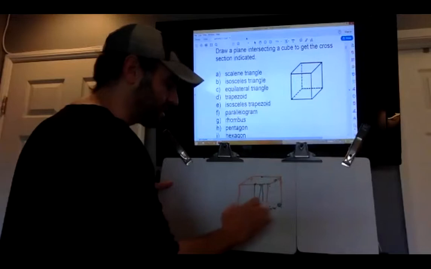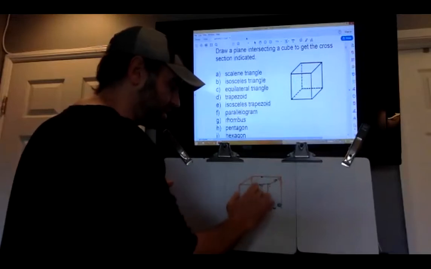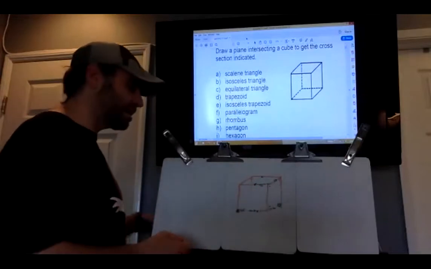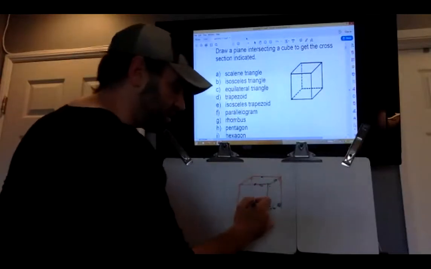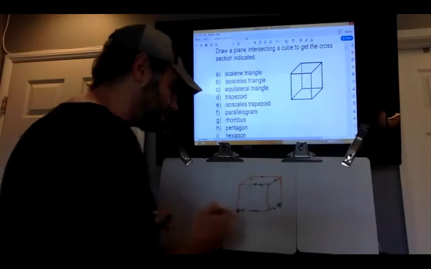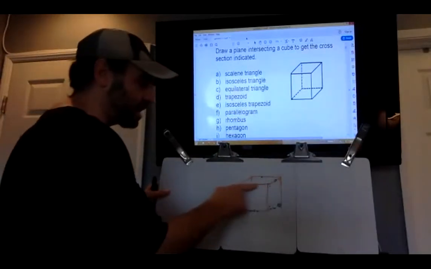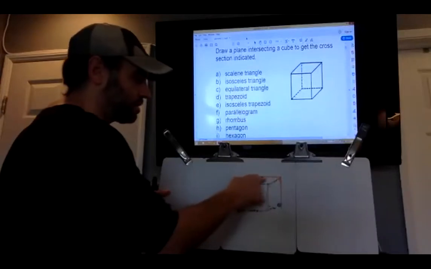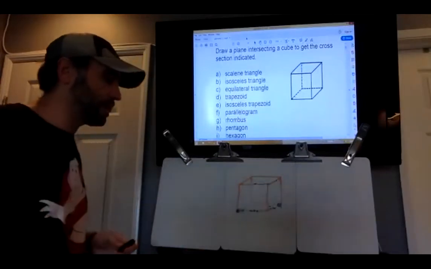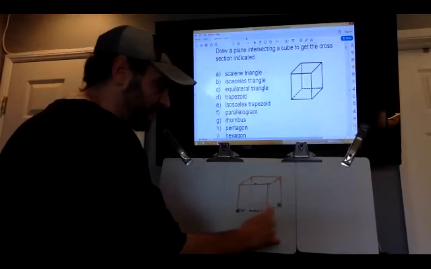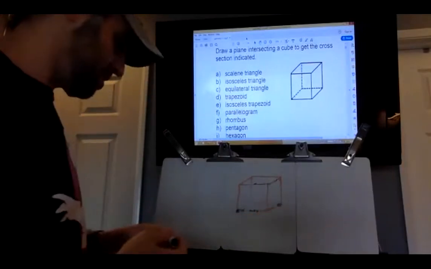To me, the pentagon and the hexagon are easier than the other ones. The trick to the pentagon is to think, well, how many points of contact need to be made? Five, right? You're going to need to make five points of contact. So you might want to scout out where those points are going to be. Let's see what you got.